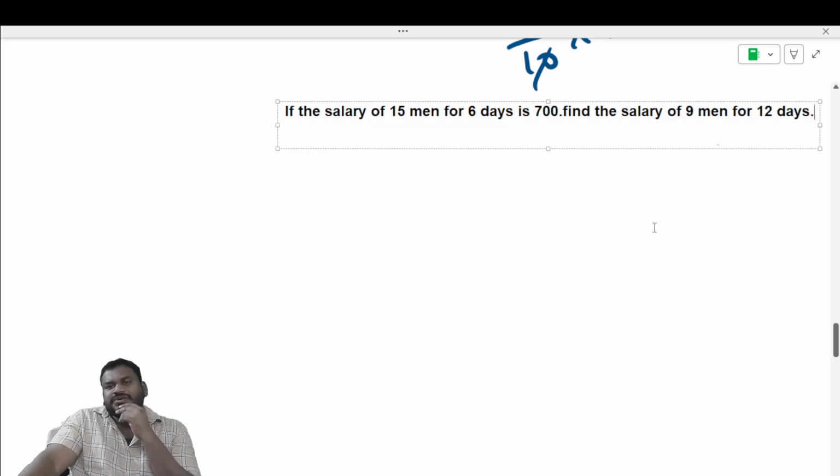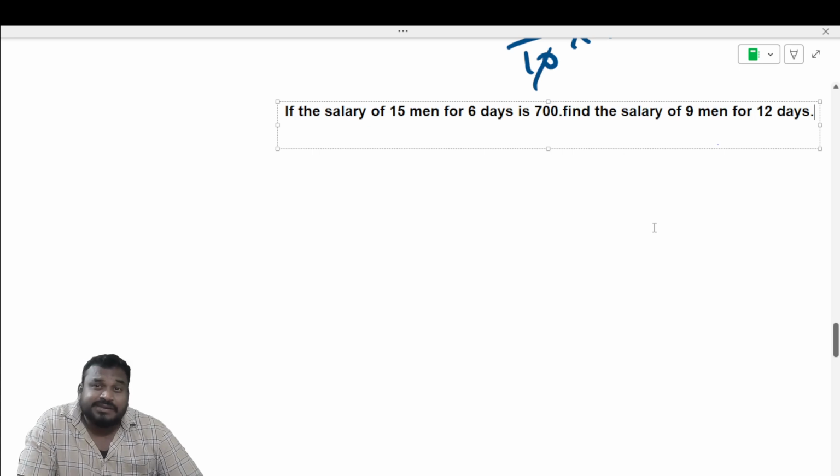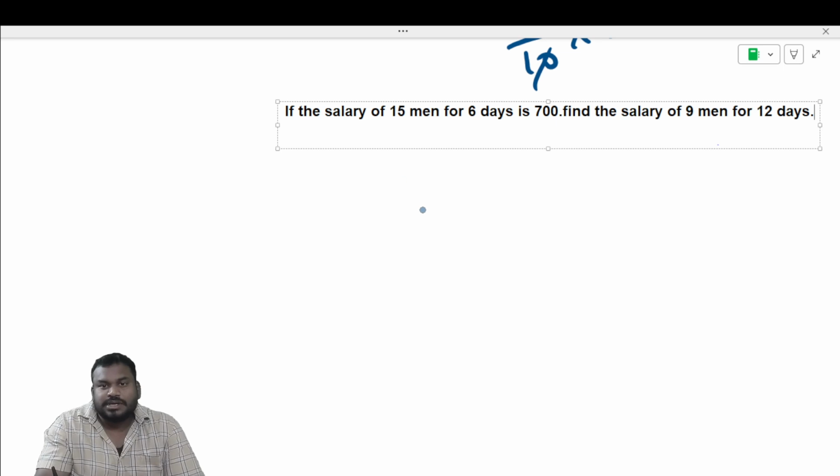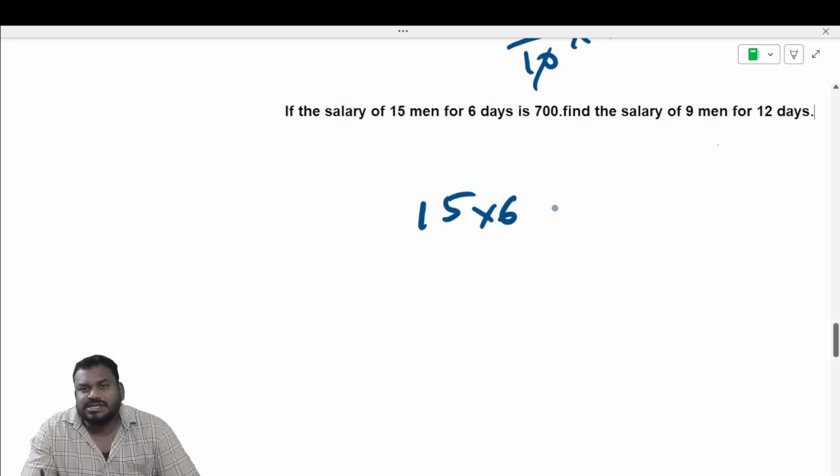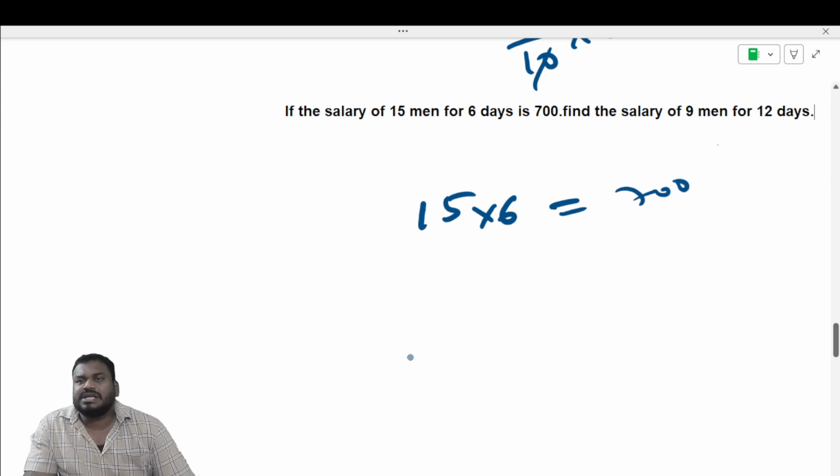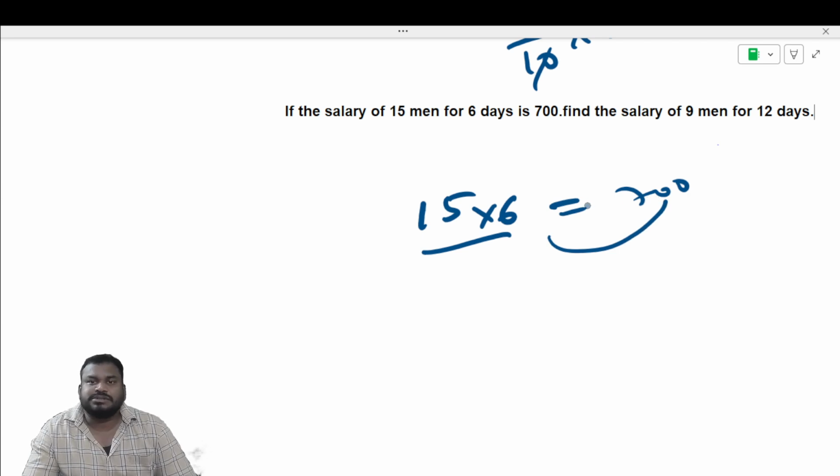If the salary of 15 men for 6 days is 700, find the salary of 9 men for 12 days. 15 men for 6 days is equal to 700. See, 15 into 6 is not equal to 700. Don't think like that. I am not multiplying and writing the numbers. It's a different thing. So 15 men working for 6 days, they are taking 700.